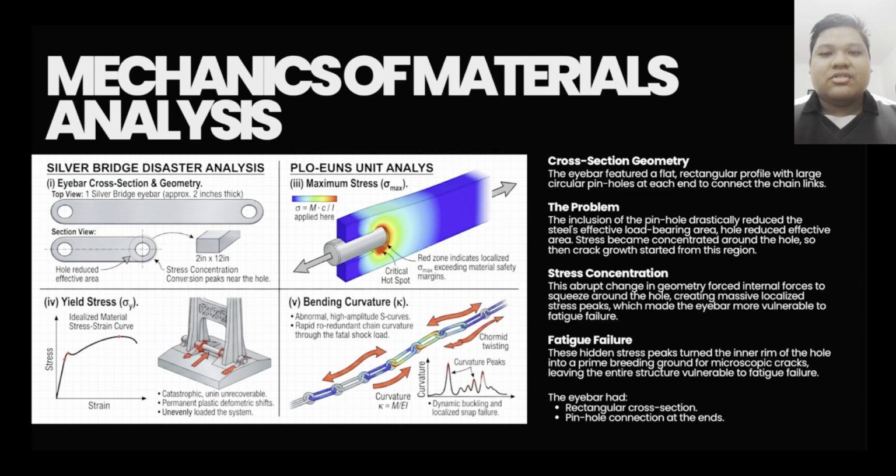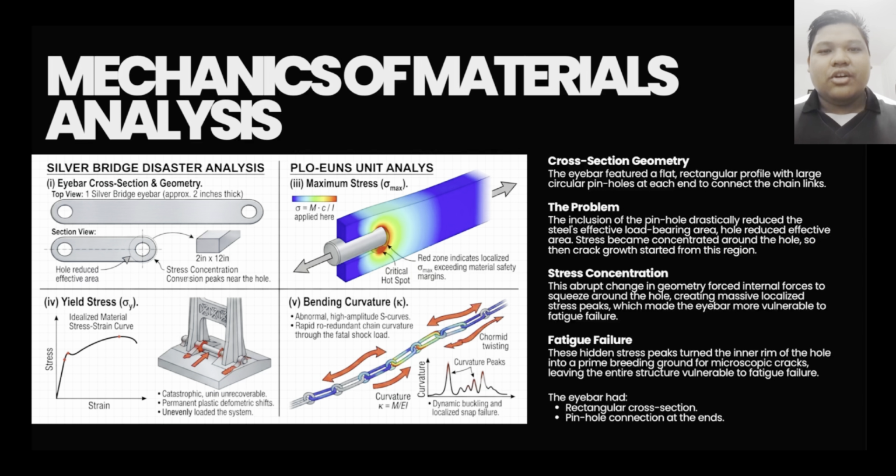In an ideal structural member without discontinuities, stress is distributed relatively uniformly across the entire cross-section. However, the presence of a hole disrupts this distribution. Instead of flowing smoothly through the material, the stress lines become distorted and concentrated around the edge of the opening. This phenomenon is known as stress concentration.